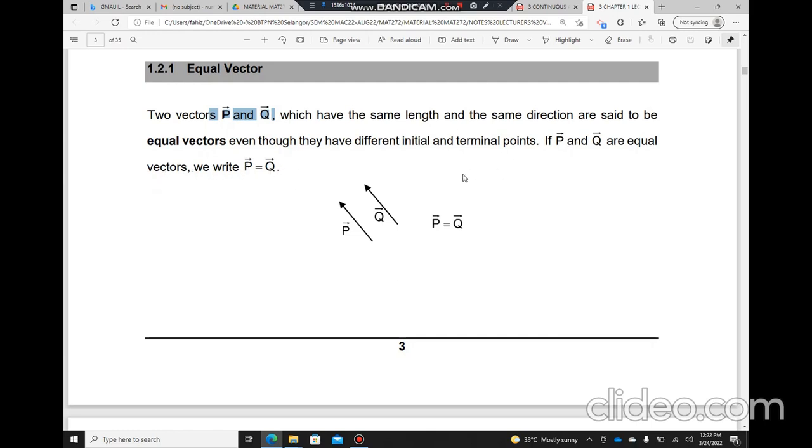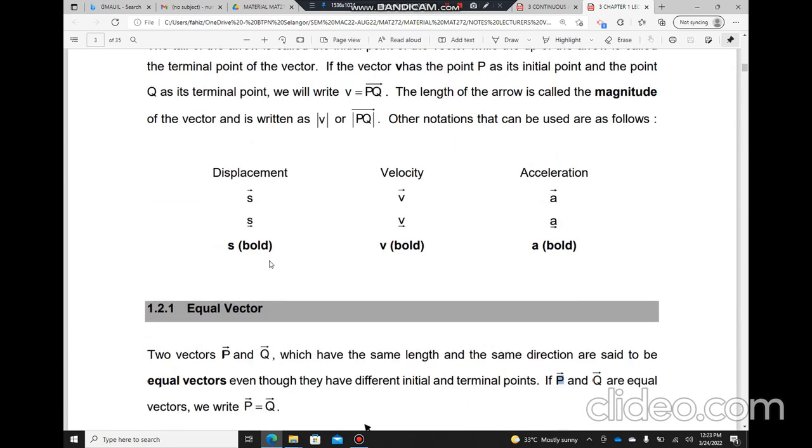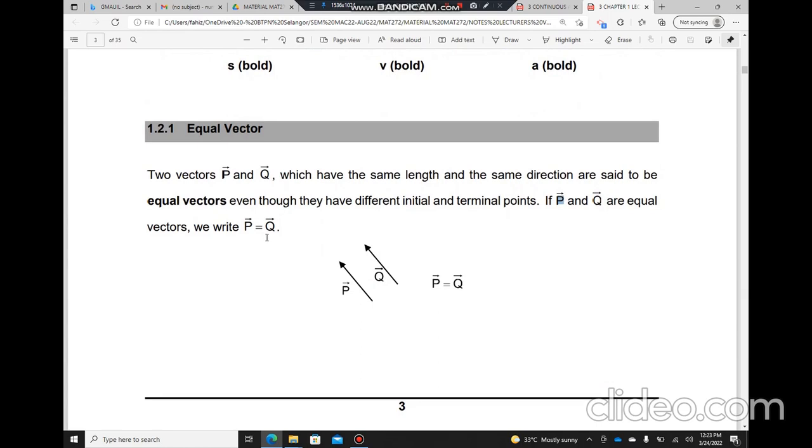Okay, so yang ni walaupun dia letak dalam bentuk simbol, tapi bila saya baca, saya akan baca vector P and vector Q. Sebabnya dia tak perlu tulis vector depan ni sebab dia dah ada simbol. So bila ada arrow dekat atas ataupun arrow dekat bawah ataupun dia boldkan, automatik awak boleh panggil dia sebagai vector. So maknanya simbol tu dia mewakili perkataan. Maksudnya awak tak perlu sebut vector, awak tak perlu tulis vector. Okay, so we write vector P equals to vector Q.